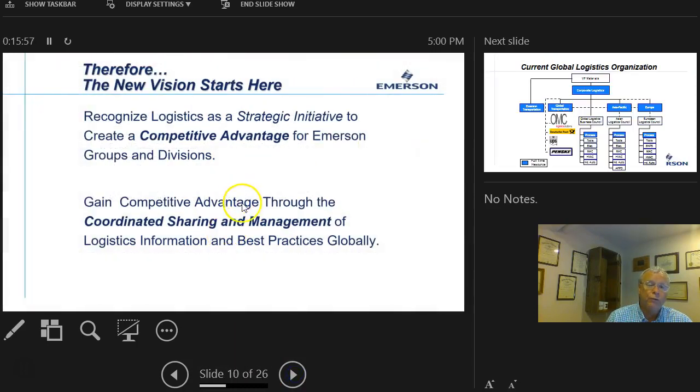So again, I want to state categorically and unequivocally, what I'm showing you now is the vision that we had when I was there, which has been a while ago, but it is still relevant to this discussion.